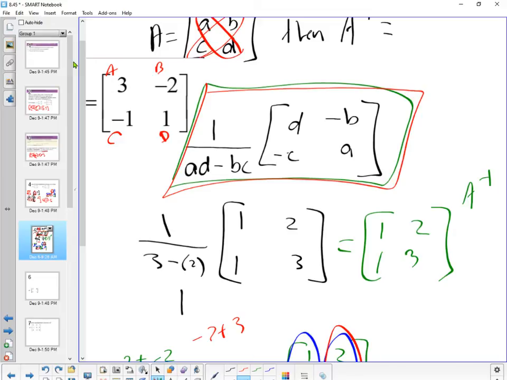That's the formula for an inverse: 1 over AD minus BC multiplied by the matrix. Hey guys, when there's about 10 minutes to the bell, please let me know because I want to show you something, the fastest way we're going to do it. There's always a faster way.